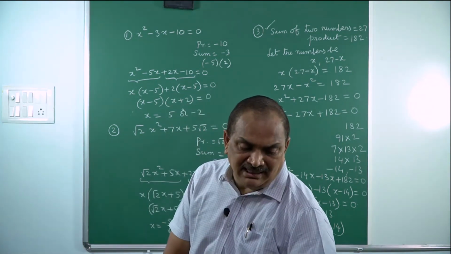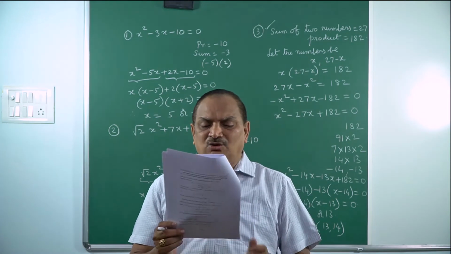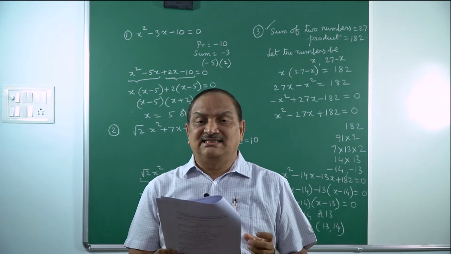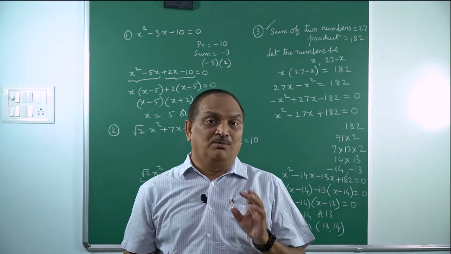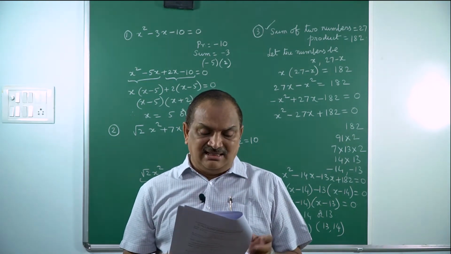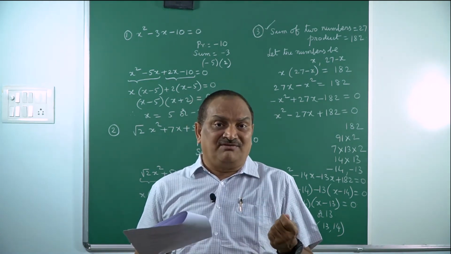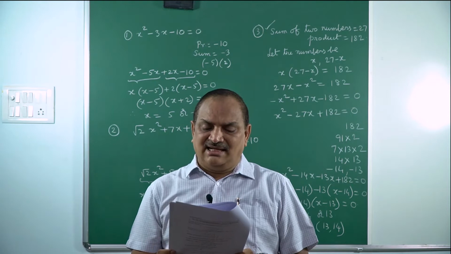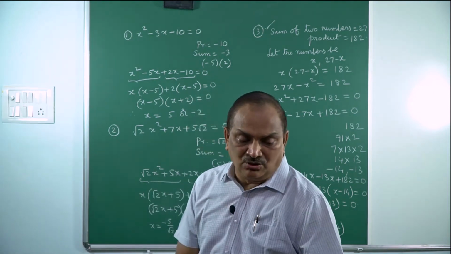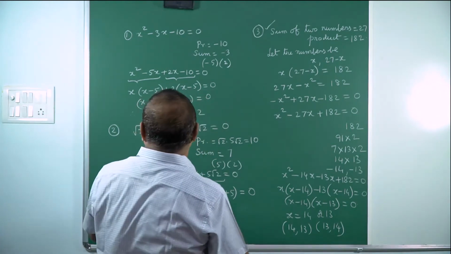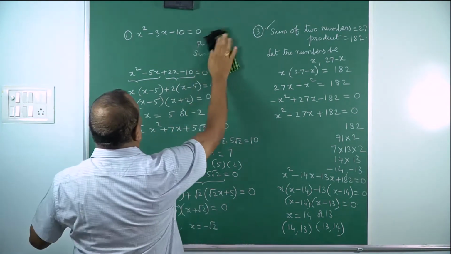Okay, I have my next problem. Find two consecutive positive integers, the sum of whose squares is 365. There are two positive integers and they are consecutive. If you square both of them and add them, your answer is 365. So let us take the numbers like this. Okay, I'll take my 1 and 2.